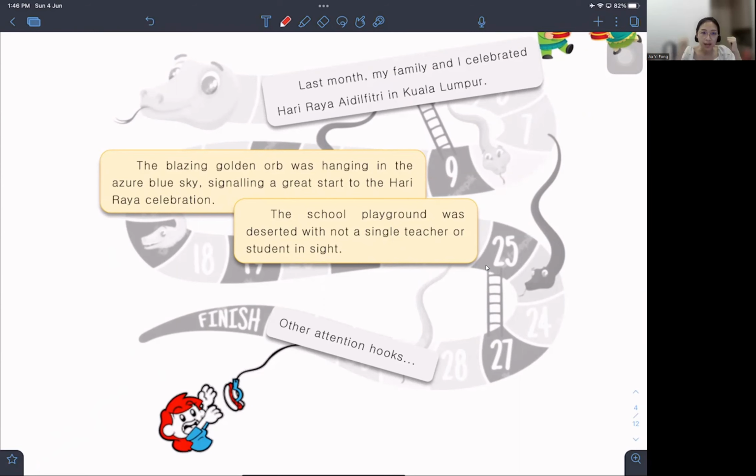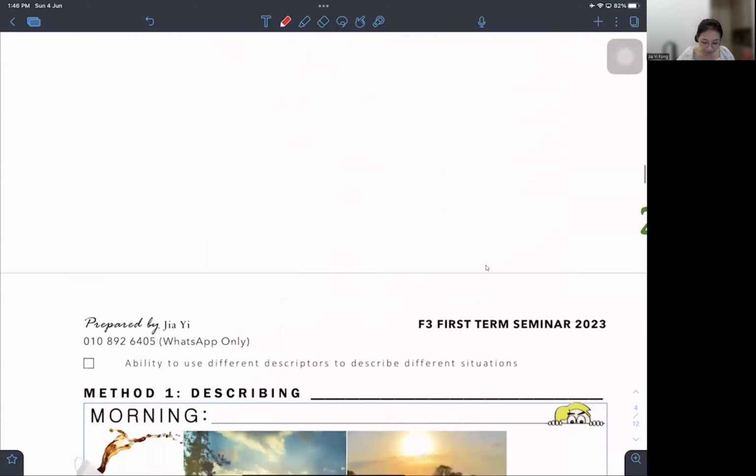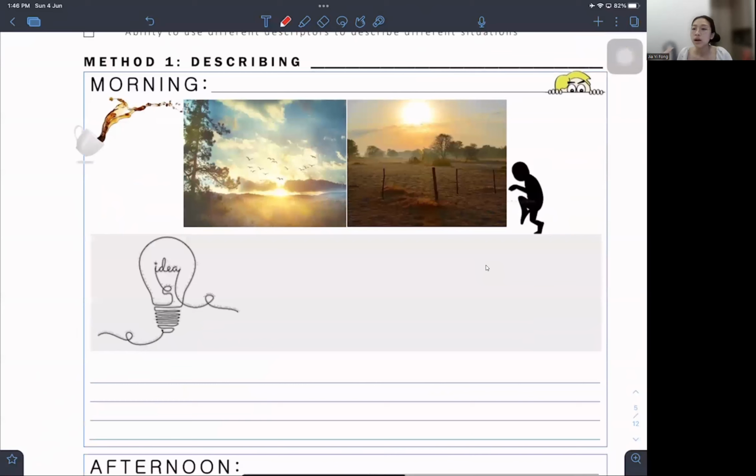Okay? So everybody come, let's move on to the next page. Right. For the next few minutes, we are going to look at different kinds of descriptors.